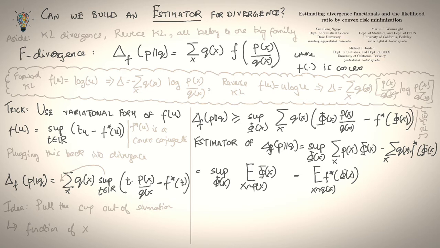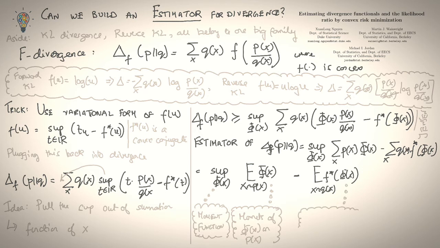Okay, so what are these phi of x functions? I want you to think of these as the moment functions that we described in lecture 6. In that case, the first expression is simply the moments of phi of x when measured on P of x. The second is the moments of f star of phi of x measured on Q of x.